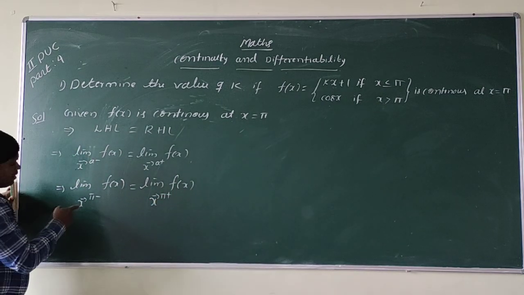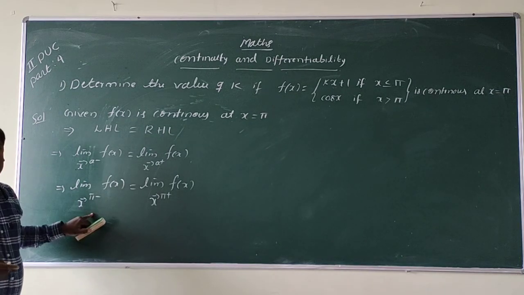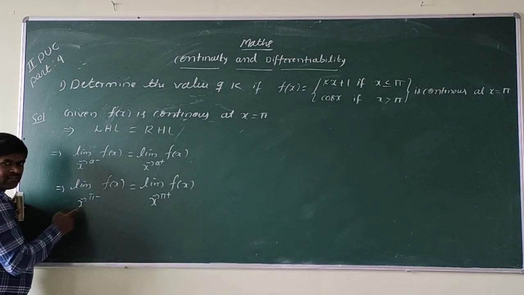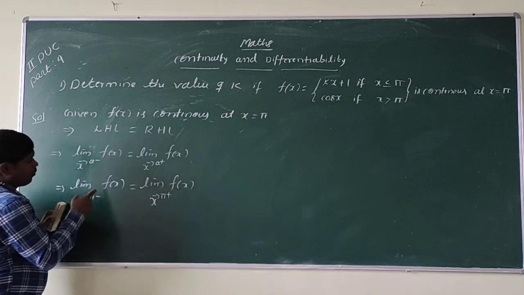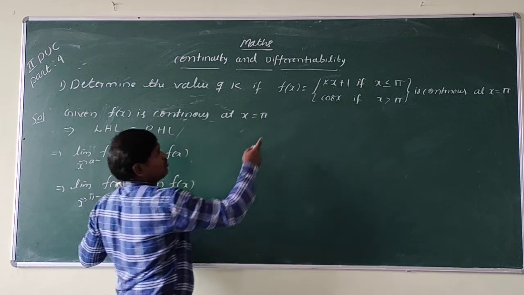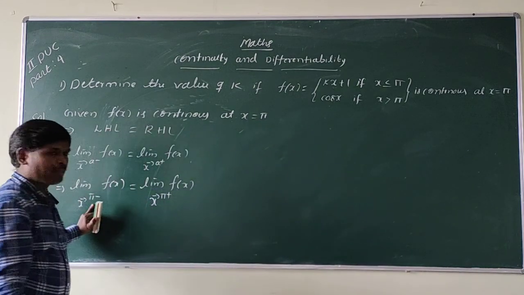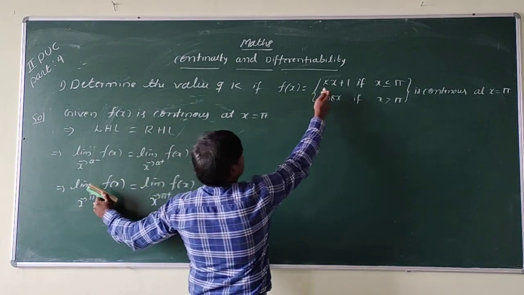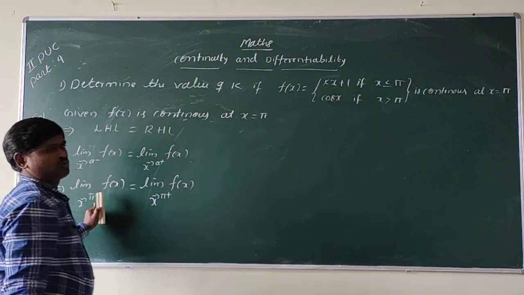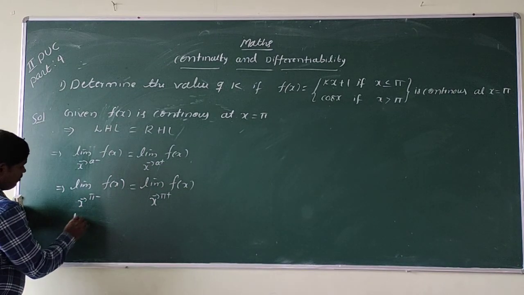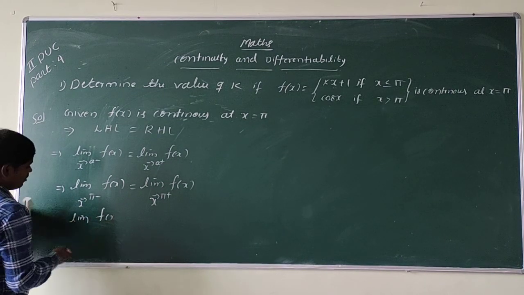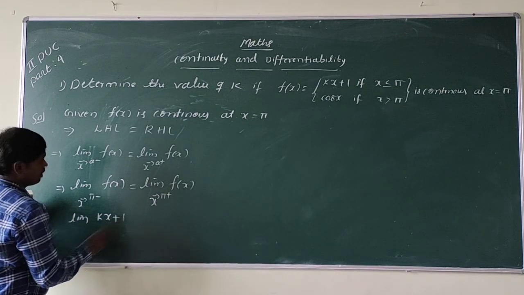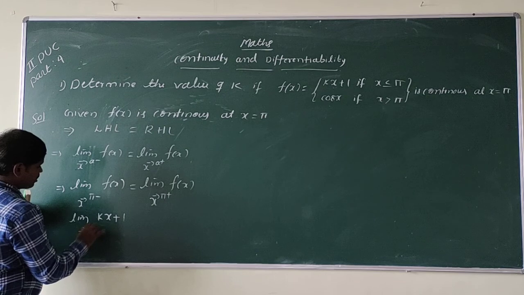Now x tends to pi minus means the value of x is less than pi. Therefore f of x is k into x plus 1. So in place of f of x we take kx plus 1 as x tends to pi.